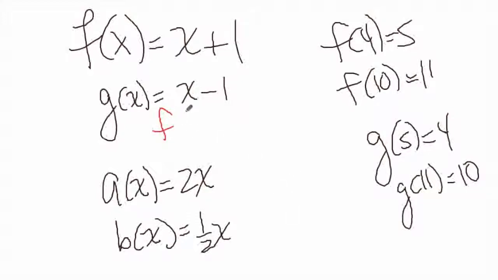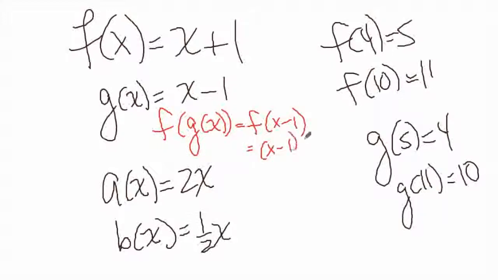If you take the composition of a function and its inverse, f of g of x, so g of x is x minus 1, so this is the same as f of x minus 1. Well, that's x minus 1 plus 1, which is x. That is the test. When you take the composition of a function and its inverse, you'll always end up back where you started with an x.